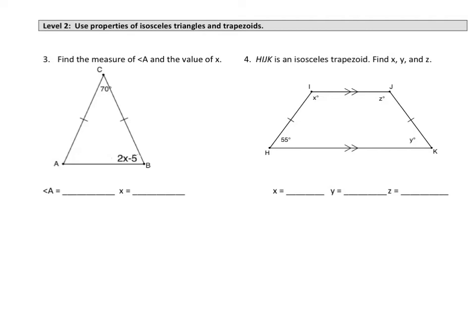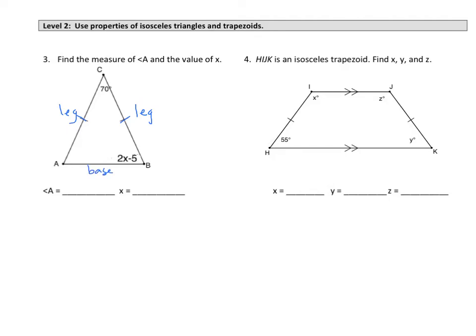In level 2, we will be solving problems involving isosceles triangles and isosceles trapezoids. An isosceles triangle is a triangle with two congruent sides. We call the two congruent sides legs. So this is a leg, this is a leg, because they have the tick marks. We know they're congruent. The other side we call the base.